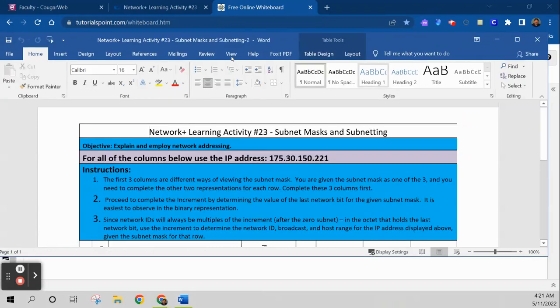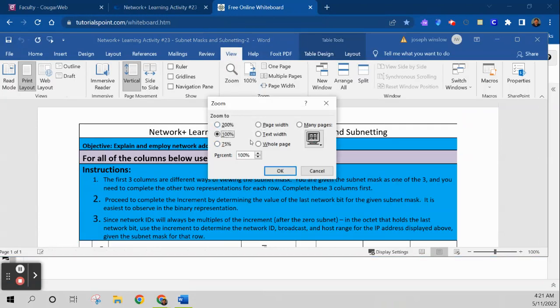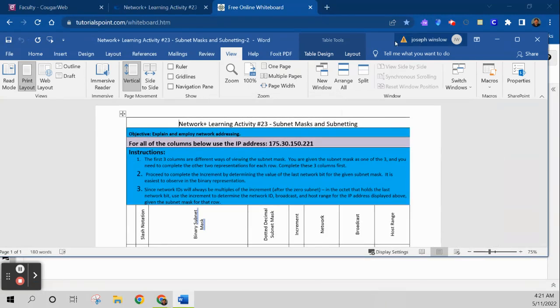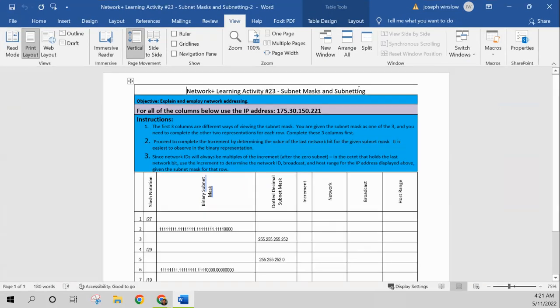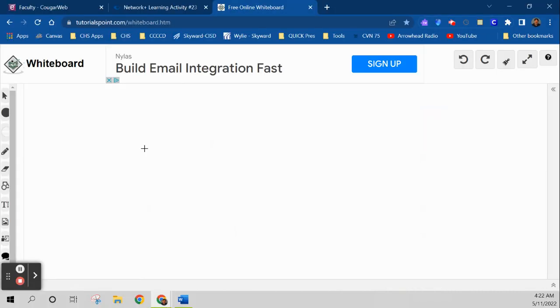Let me try to change the view a little bit so we can get as much of the document in the picture as we can. No, I don't want to make it too small. Okay, going to maximize it. And I'm going to start with explaining the slash notation real quick so you can understand and try to remember where this comes from. The slash notation, remember there's slash 8.